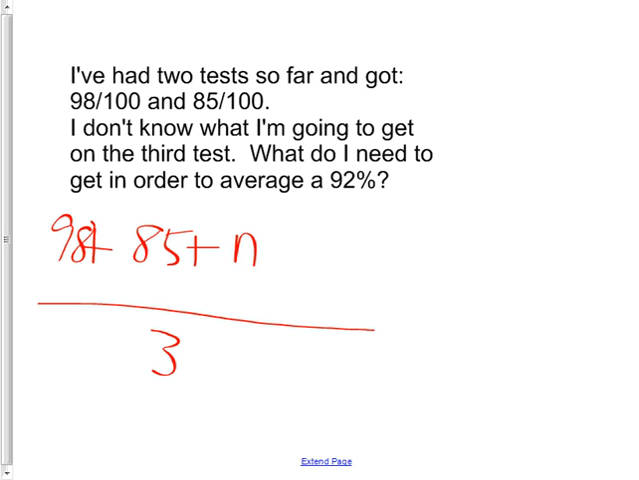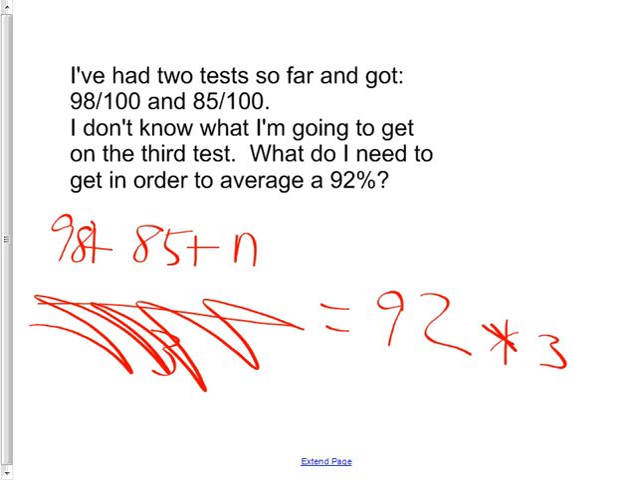An average, they tell me the average. The average is going to come out to 92. There's how you set up that equation. All I'd have to do to solve it is times by 3. And that gets rid of this because divide by 3 and times 3 would cancel each other out. And then I just have to add these together, subtract, and I'll have N. Okay?